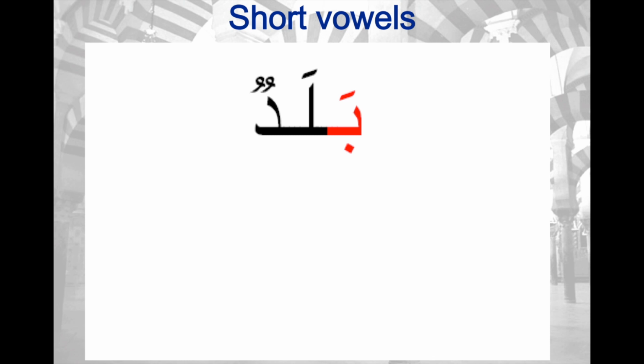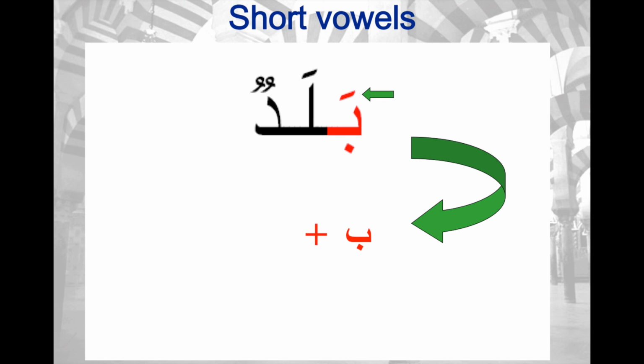Let's take the first letter, ba. The symbol above the letter ba is called fatha, and it produces the sound ba rather than bu or b. So if we add the fatha to the letter ba, we get the sound ba. There is no "pa" in Arabic. It's ba.